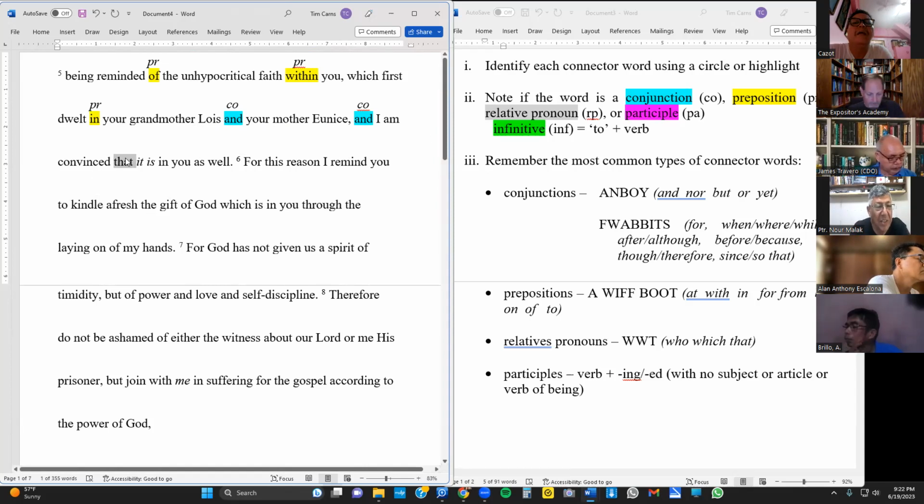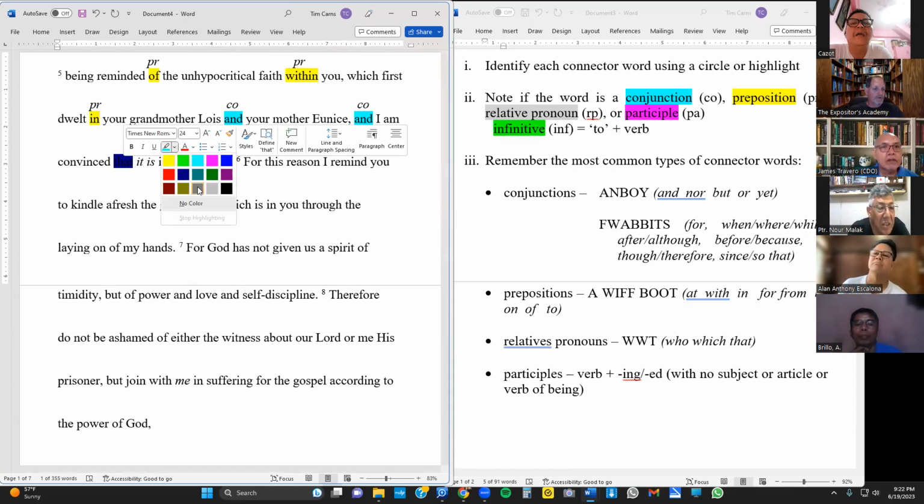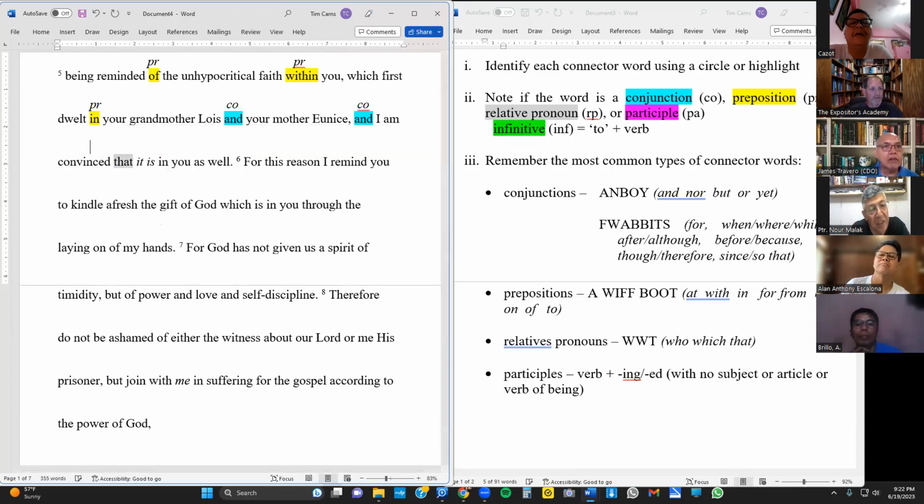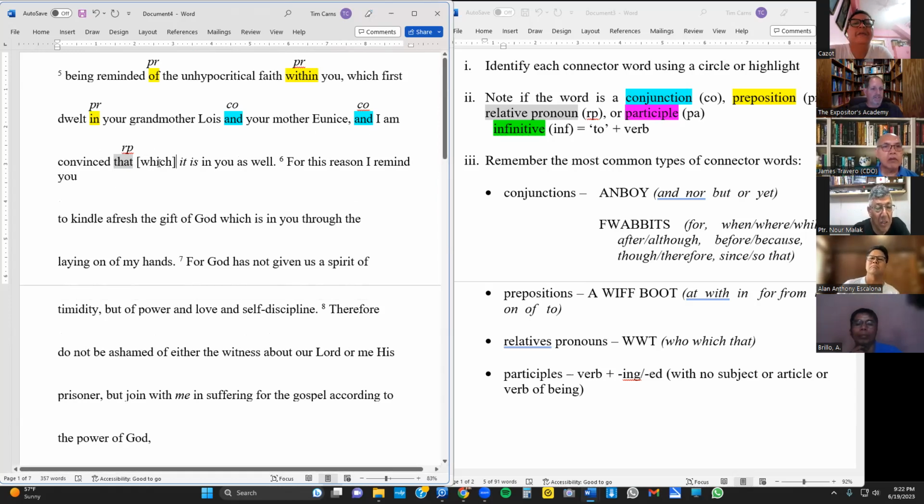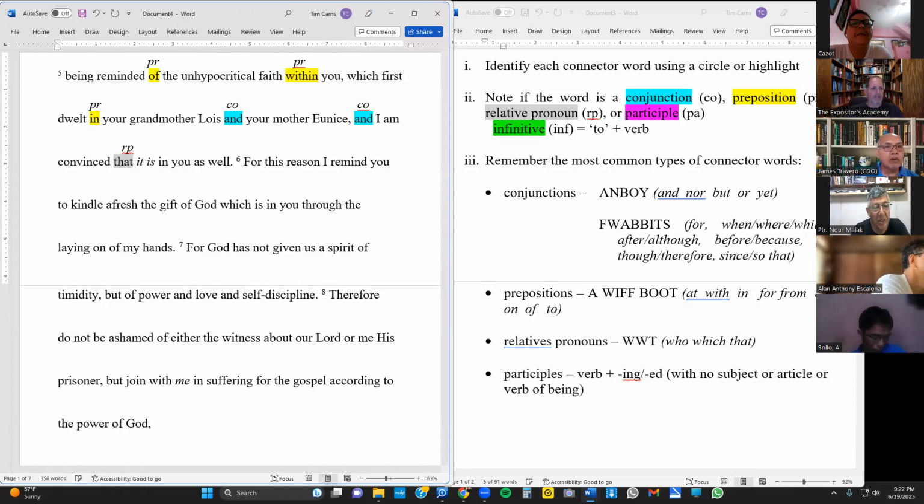Okay. Now remember, we want to do a test. It looks like it could be a relative pronoun, but remember that the word that is tricky. So to test if it's a relative pronoun, what do we do? We replace it with the word which and see if it makes sense. I am convinced which it is in you as well. Does that sound right? Yeah, it doesn't really make sense. So I don't think it's functioning like a relative pronoun here, unfortunately.